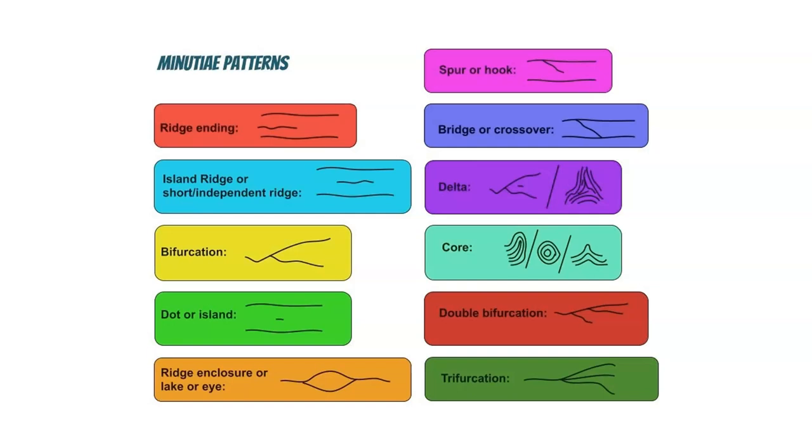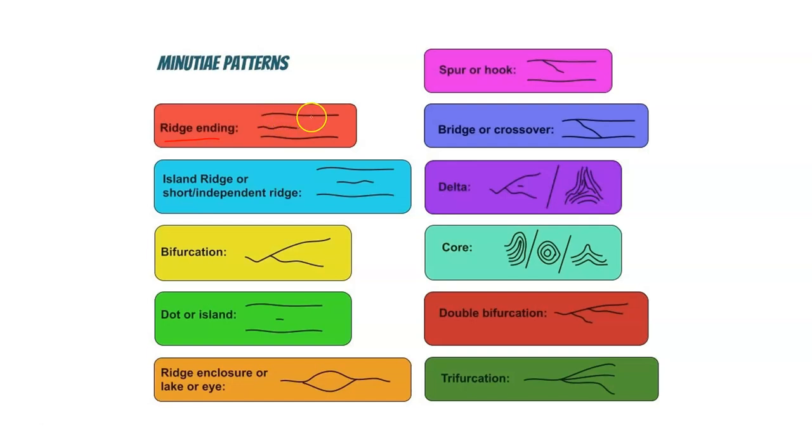So what are these minutiae patterns? Obviously, in that first picture, you saw a bunch of different minutiae names that were identified on the fingerprint, but all of the minutiae on that particular fingerprint were kind of hidden. And so all of these are minutiae patterns that are identified by name and picture. So a ridge ending is when you have a ridge pattern that ends at some point in the fingerprint. Okay?